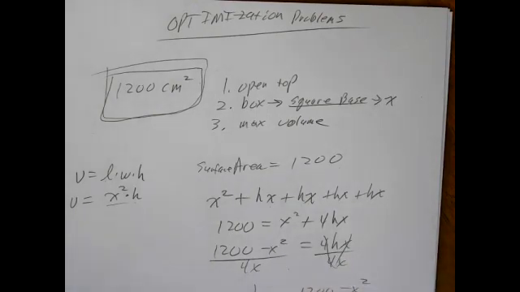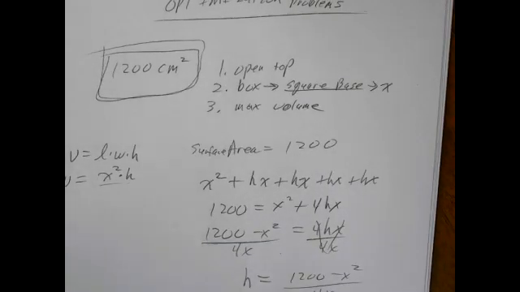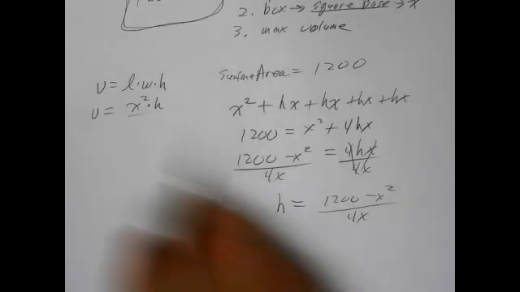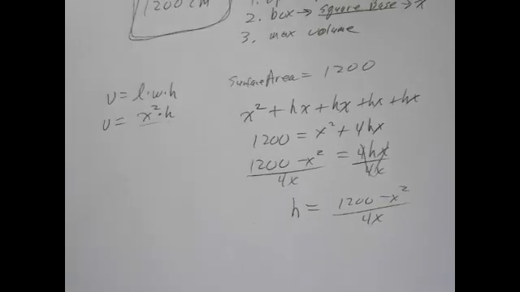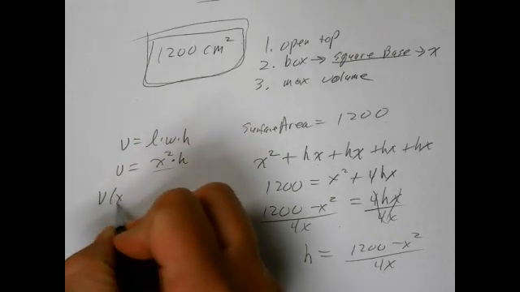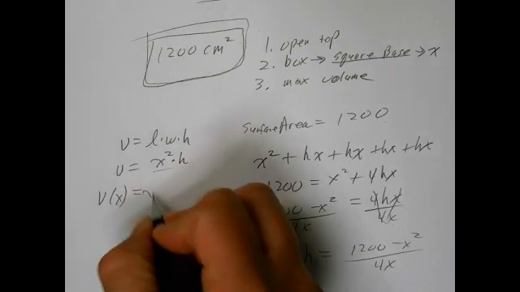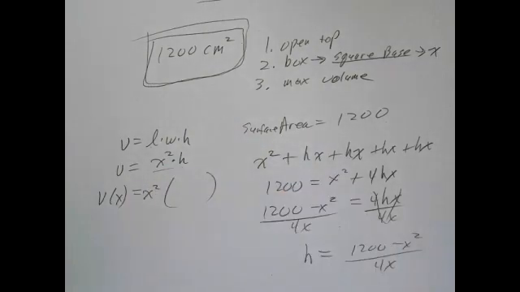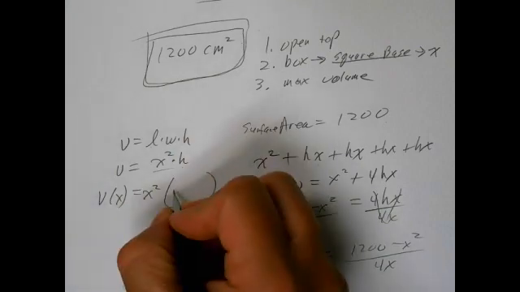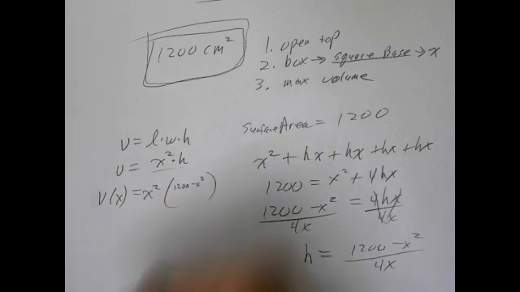All right, and I could then take that h, now that I know what h is, and put it back into my volume equation. Because again, my goal was to get the volume equation down to only one variable. So volume, which has just become a function of x and x only, because I'm removing the h, is equal to x squared times what I just found for h, which was the 1200 minus x squared over 4x.